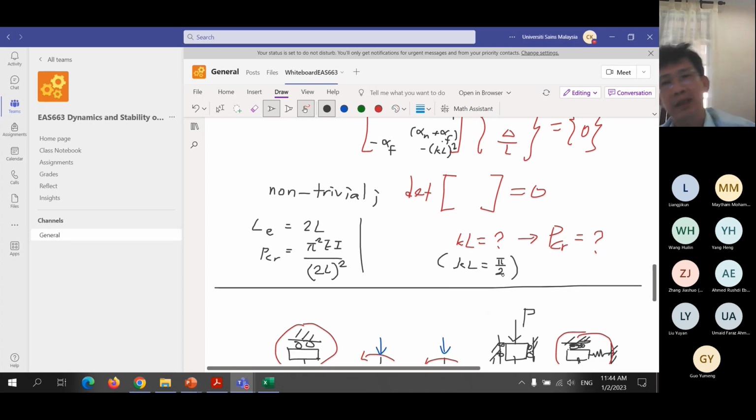So when you're using Excel, you should find the answer for KL which will make this determinant function change from positive to negative, to identify where it is. It should show you this value here, where the actual value of KL, the solution for KL, is actually equal to pi over 2. Okay.